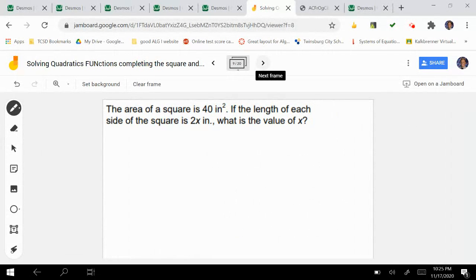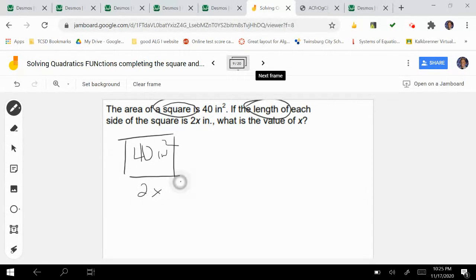Word problems, your favorite, I know. The area of a square. Again, a lot of you don't want to use this. Jinkies, Scooby, right? There's a clue here. It's a square. It tells me so. The area is 40 inches squared. The length of each side is 2x.